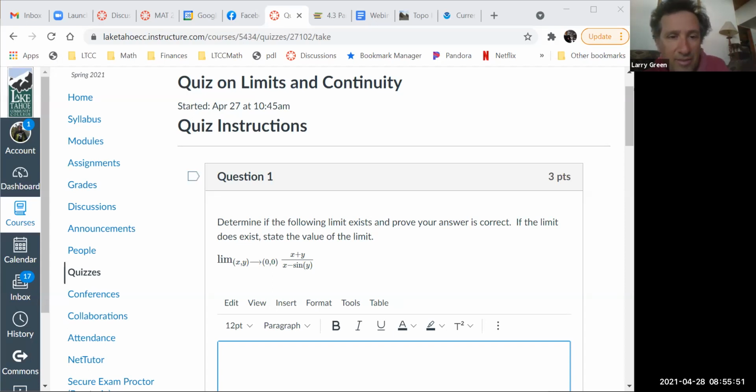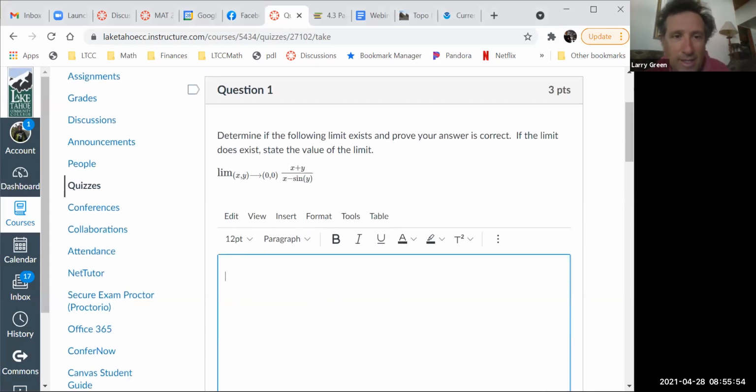Okay, so here's the quiz. Question 1 is determine if the following limit exists. Prove your answer is correct. If the limit does exist, state the value of the limit. So we've got the limit as (x,y) goes to (0,0) of (x plus y) over (x minus sine of y). Do you think it exists or do you think it doesn't exist?